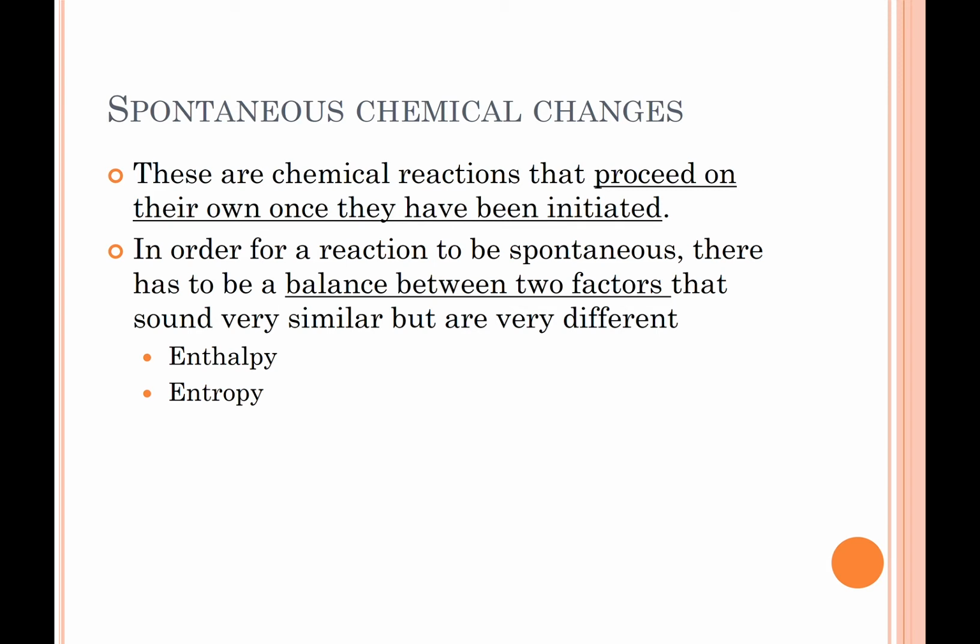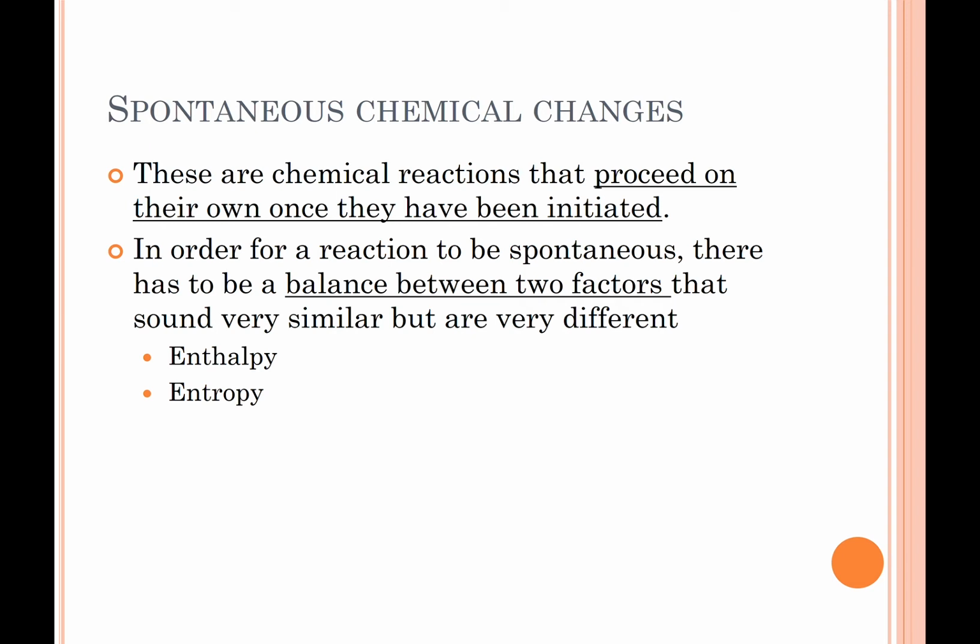This is what we're going to use to help determine if a reaction is spontaneous or not. So spontaneous chemical changes are chemical reactions that proceed on their own once they've been initiated. So once we start a reaction, if it's spontaneous, it will continue from reactant to product until everything has been used up. All reactants have been used up, or the reaction is no longer favorable to continue in the indicated direction.